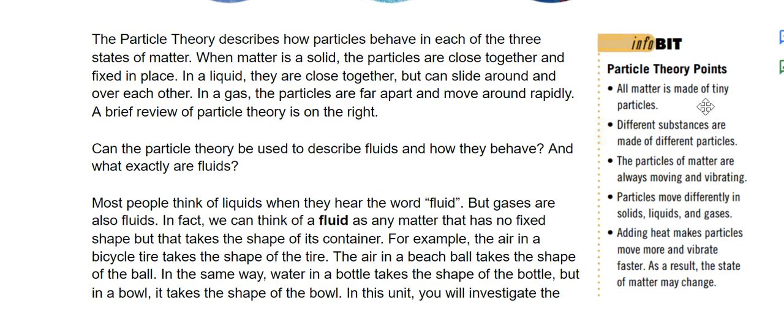All matter is made up of tiny particles. Different substances are made up of different particles. The particles of matter are always moving and vibrating. Particles move differently in solids, liquids, and gases. And adding heat makes particles move more and vibrate faster. As a result, the state of matter may change. So the warmer something is, typically the closer to a gas it becomes.